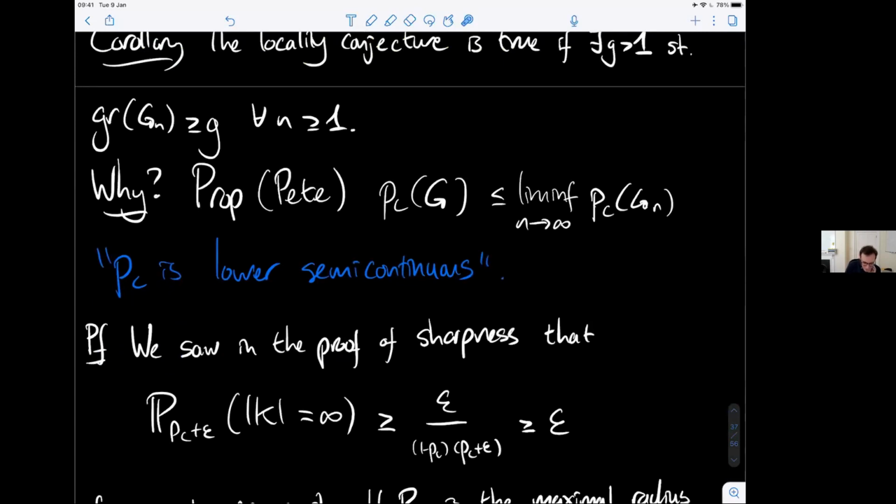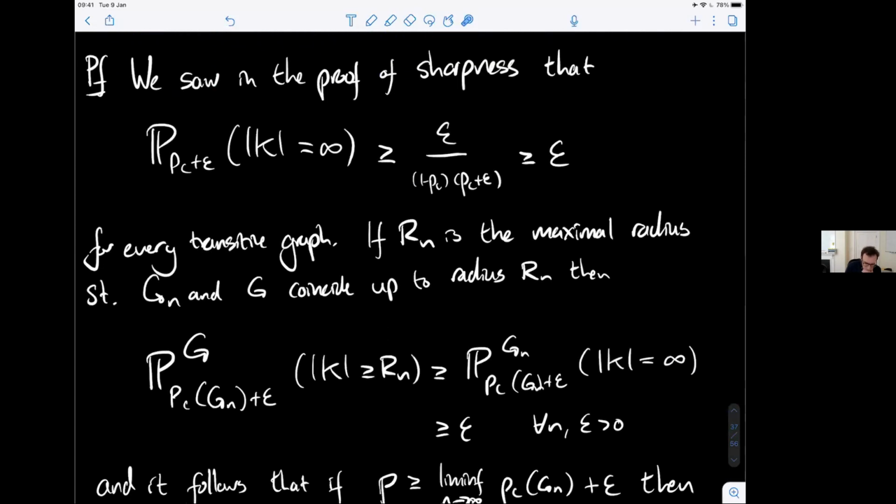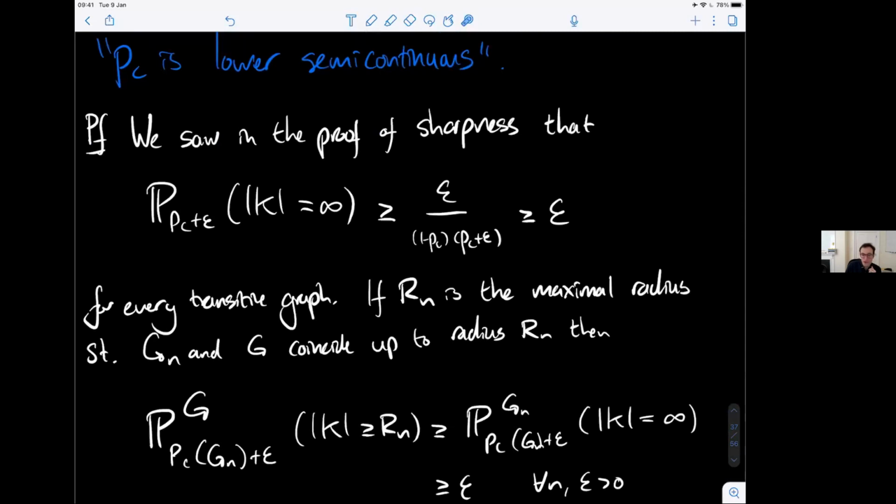First of all, there's a nice observation due to Gábor Pete, which shows that PC is always lower semi-continuous. So PC of the limit graph is always bounded from above by the limit of the PCs in the sequence. Okay, and why is this true? Well, if you remember, when we proved the sharpness of the phase transition, when you're below PC you have finite expected volume. We defined this alternative parameter P tilde C, and we showed that you have finite expected volume below P tilde C, and an infinite cluster above P tilde C. So P tilde C must actually be equal to PC.